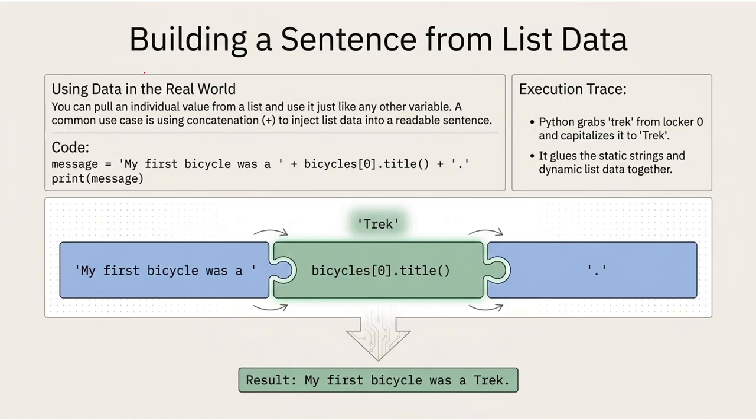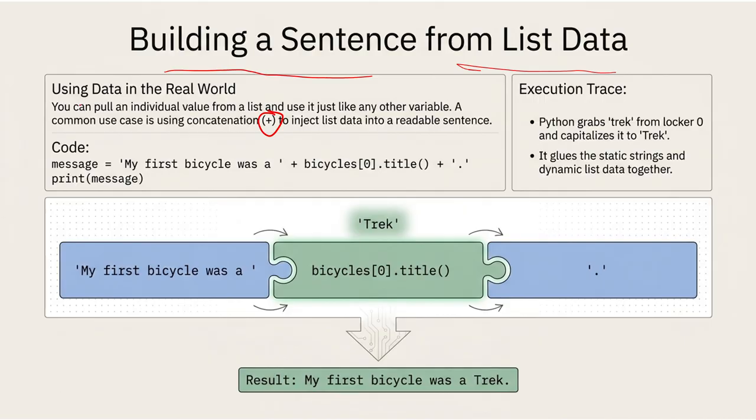Here they have mentioned building a sentence from list data. So what does it mean? We will understand it through a real world example. You can pull an individual value from a list and use it just like any other variable. A common use case is using concatenation, this plus symbol, to inject list data into a readable sentence.